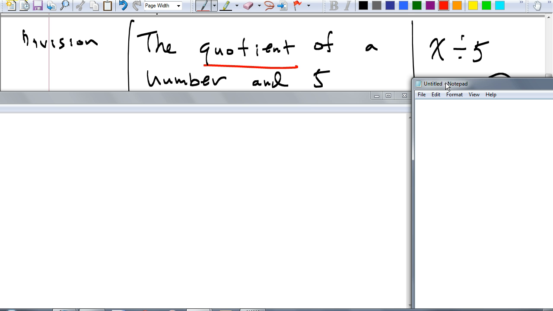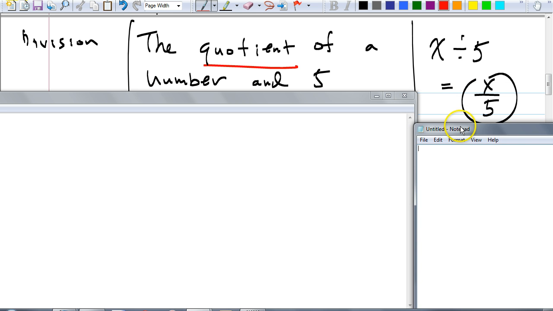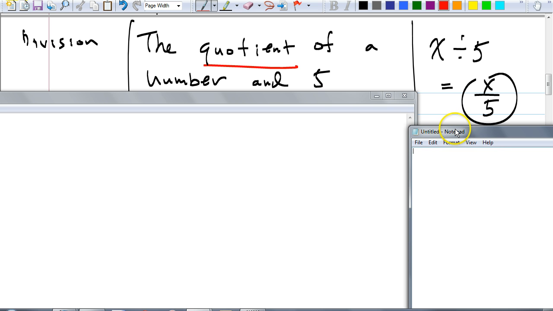So Paige, is there another way to write x divided by 5? Because it turns out we don't really use this division symbol a lot in algebra. X over 5, yeah. X divided by 5 is the same as x over 5, isn't that right? You could write it as a fraction. Because x over 5 means x divided by 5, right?